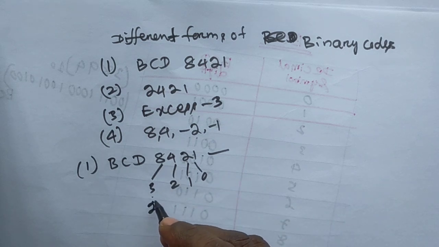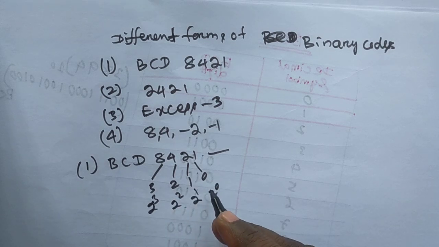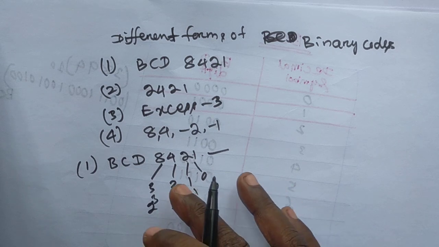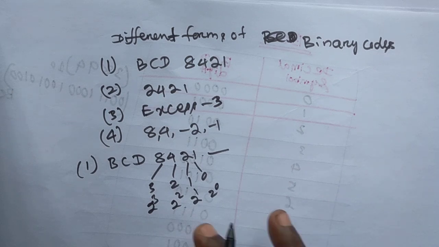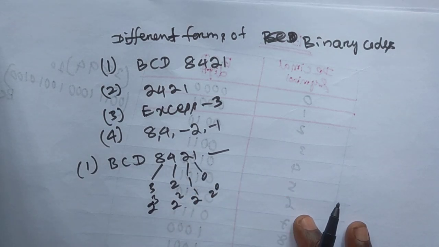This is 2 to the 3, 2 to the 2, 2 to the 1, 2 to the 0. This is the position of this. We consider normal BCD 8421. We have already known that it is a decimal number. Whenever we consider a binary coded decimal number, we go through 8421. This is the very genuine form of BCD. There is no problem, we have already discussed it recently.